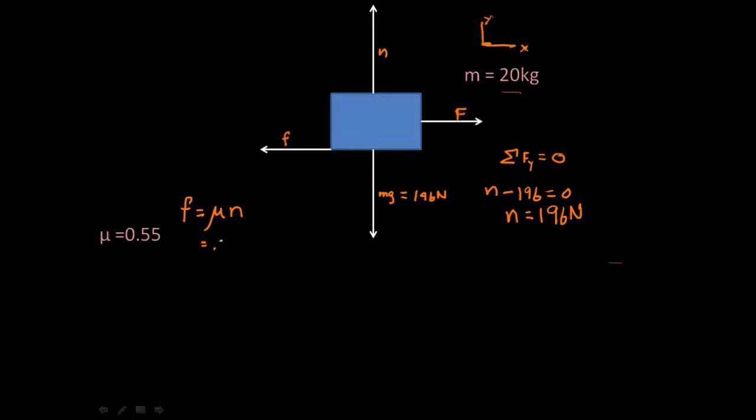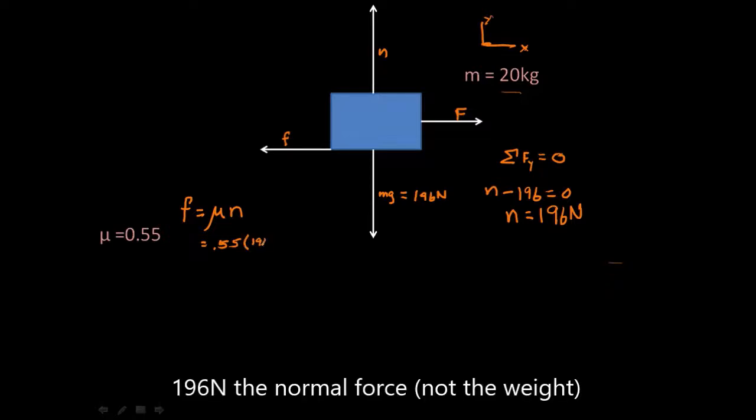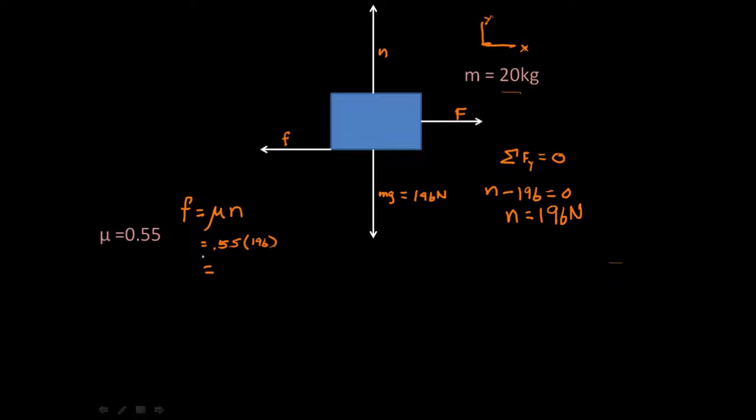But if we plug some numbers in here, it's going to look right. So we have 0.55 times 196. And so we get that that frictional force is 107.8 newtons. And I'll put that right up here on the diagram.